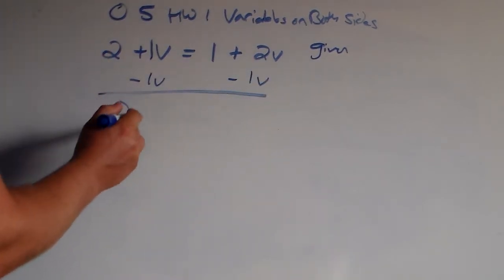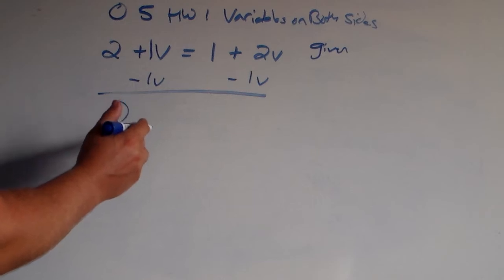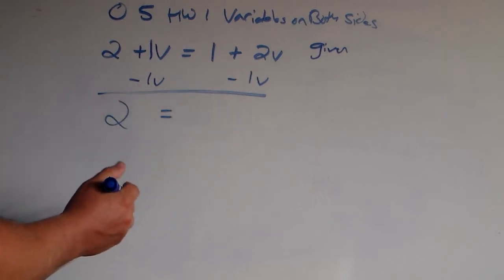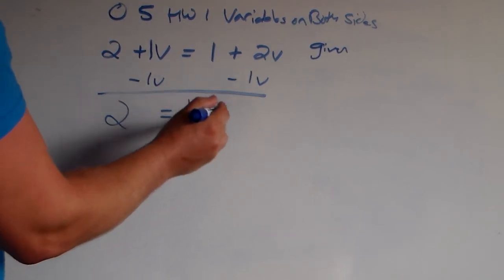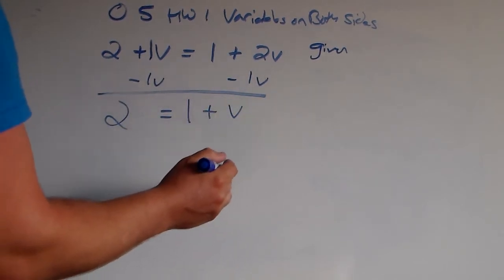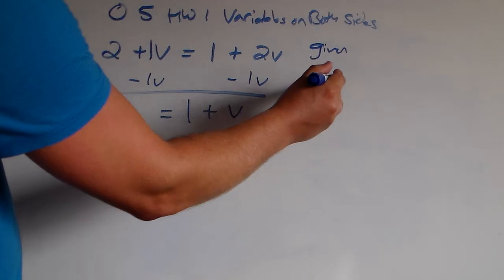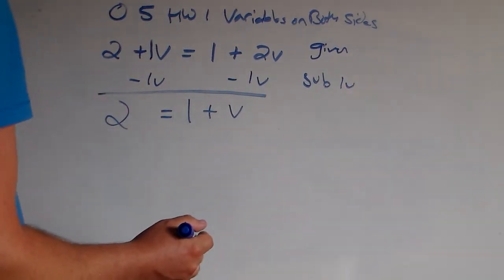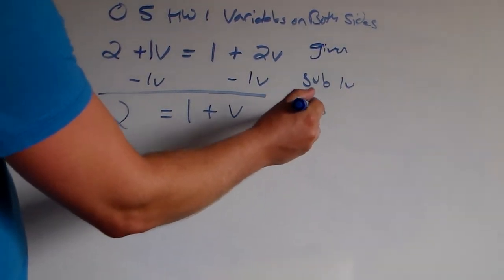So we have 2, we carry down the 2. 1v and negative 1v, they cancel out. Carry down the equal sign. We have 1 plus 2v minus 1v gets us 1v. So we subtracted 1v from both sides of the equation. We simplified it, made it look nice and pretty.